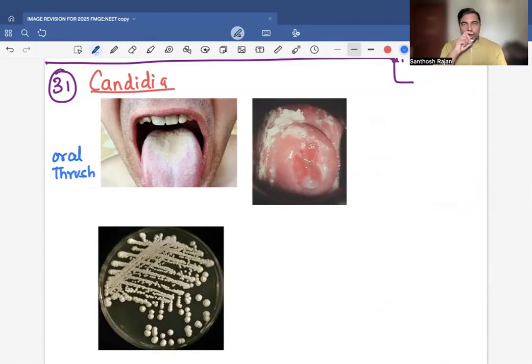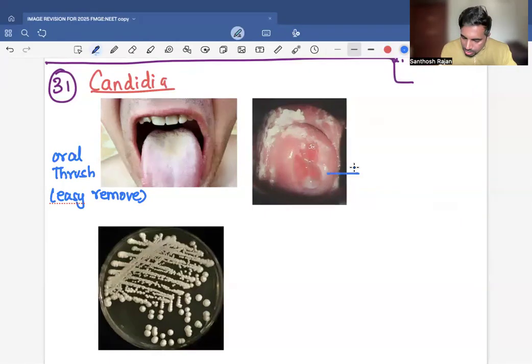But not oral leukoplakia. I'll show you that later. Oral leukoplakia will be for Epstein-Barr virus. Candida is oral thrush, easily removable. You can easily remove it, no problem. But in leukoplakia, it's difficult. It will cause bleeding. You can't remove that easily. In Candida, it can be removed easily. Remember like that.